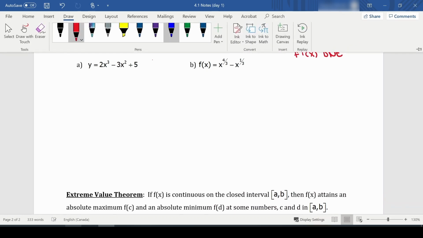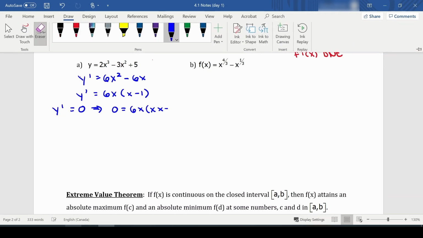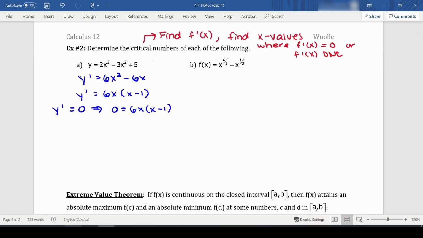Okay. So for this first one, y prime would be 6x squared minus 6x. Or you can factor and say 6x times x minus 1. So if I want to find where y prime equals 0, this means that you'd have 0 equals 6x times x minus 1, which would mean x either equals 0 or 1.